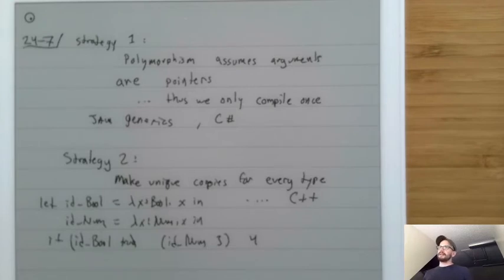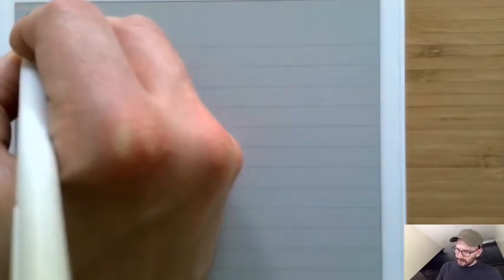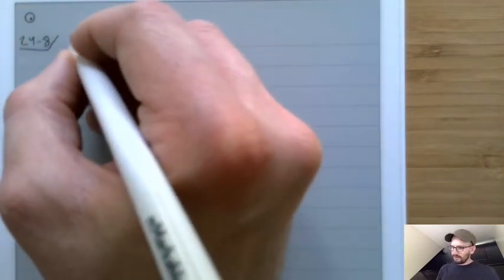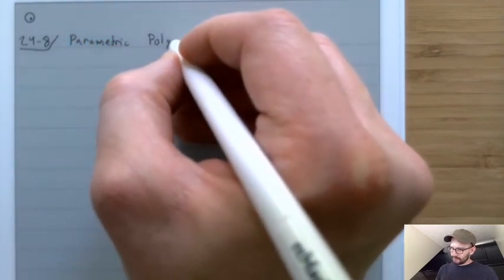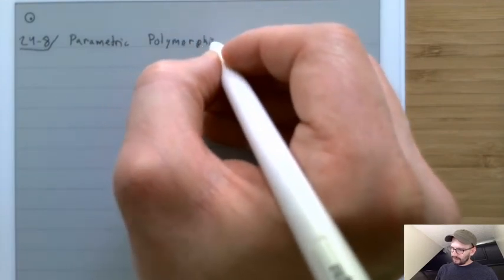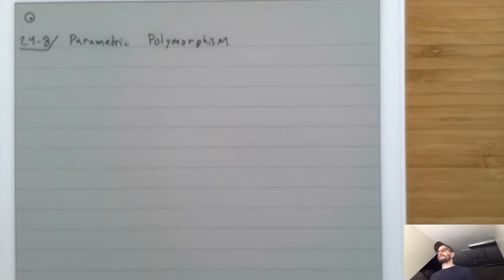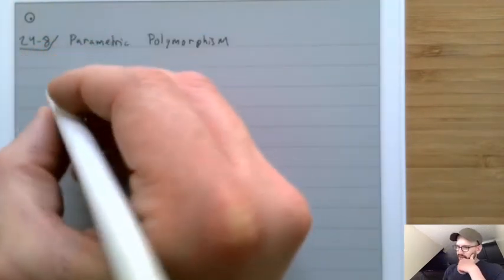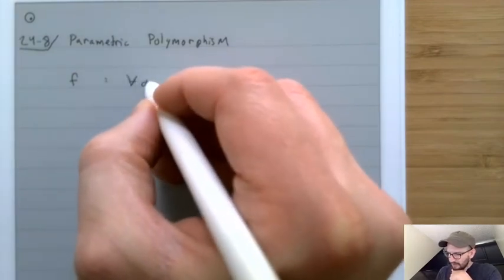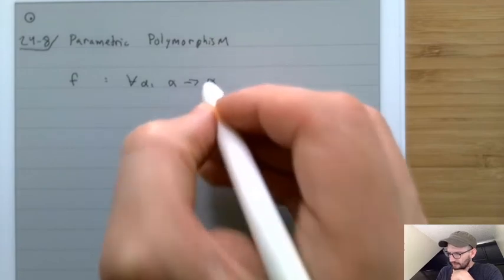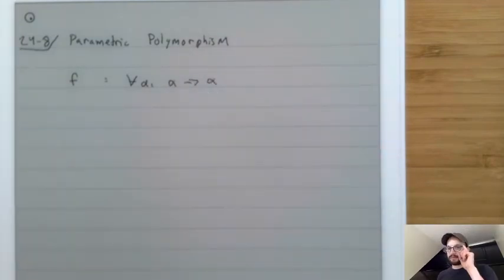All right. Do I want to say anything more about that? Yeah, let's say one more thing, which is that once we have polymorphism, there's this concept that's called parametric polymorphism. And here's the idea. Imagine that I told you there was a function called f, and its type was for all alpha, alpha arrow alpha. Okay, that's what its type is.